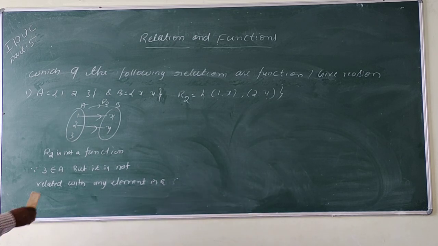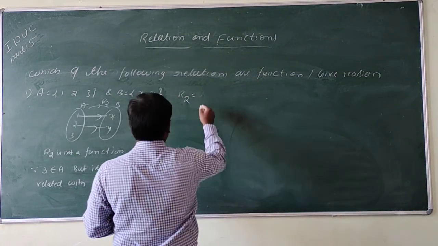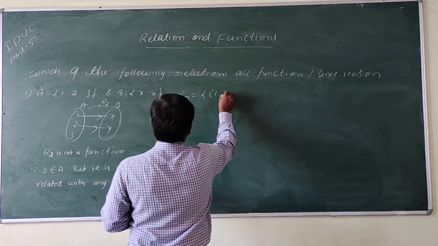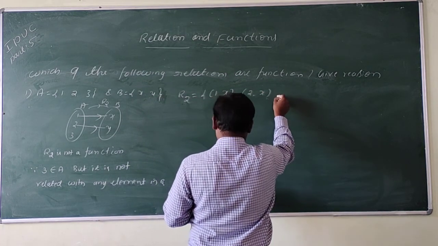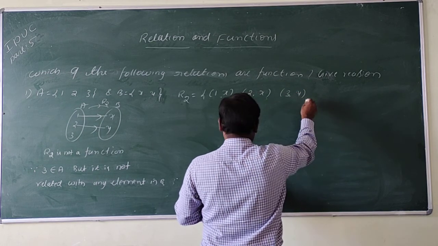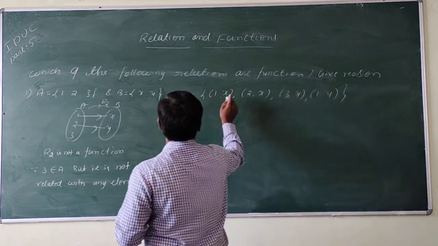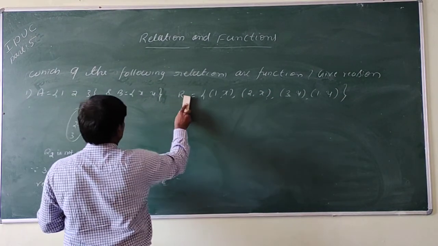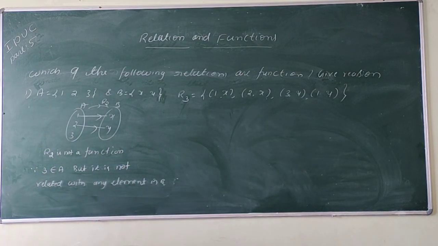So third one. Take the same set, and R3 is (1, x), (2, x), (3, y), (1, y). So the relation R3. Whether the relation R3 is a function or not.